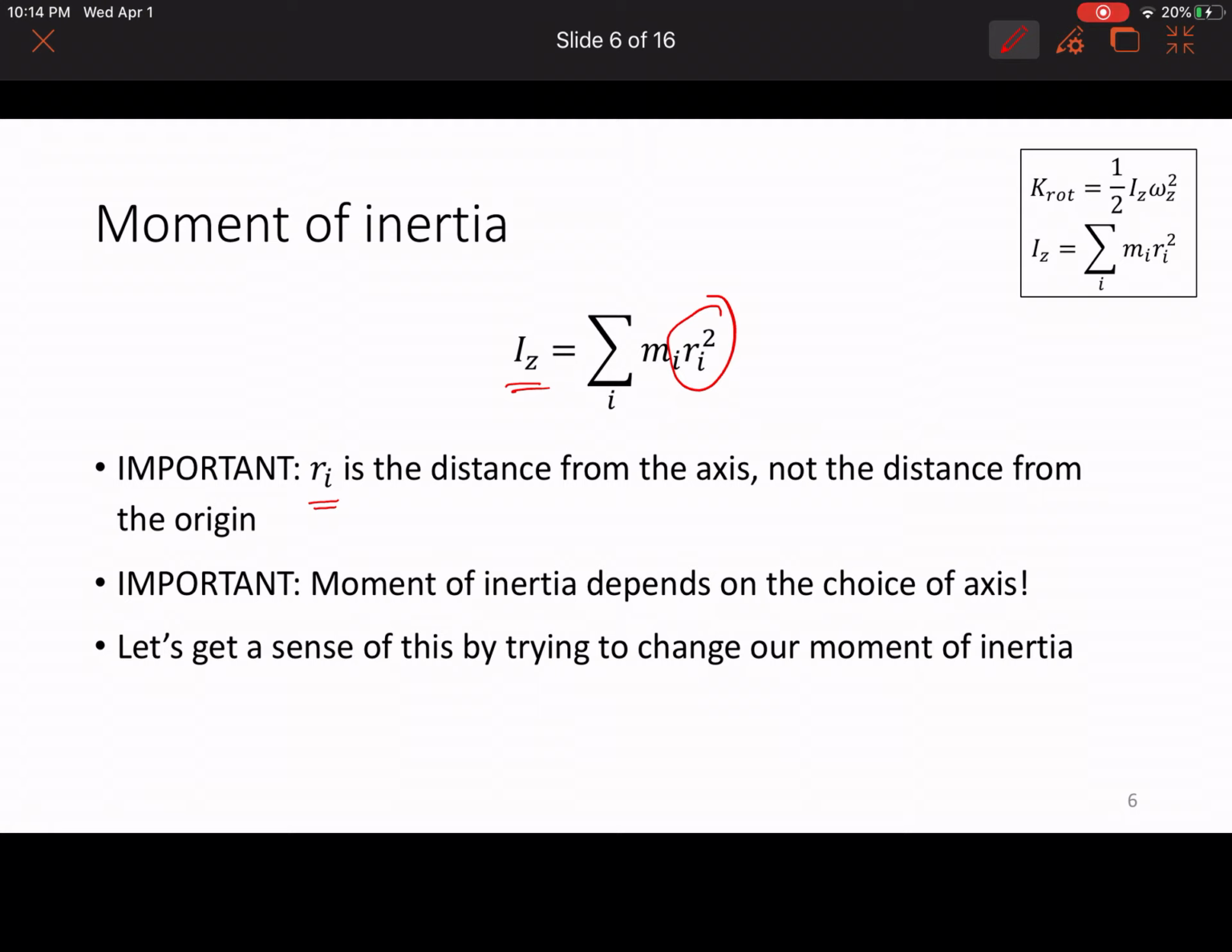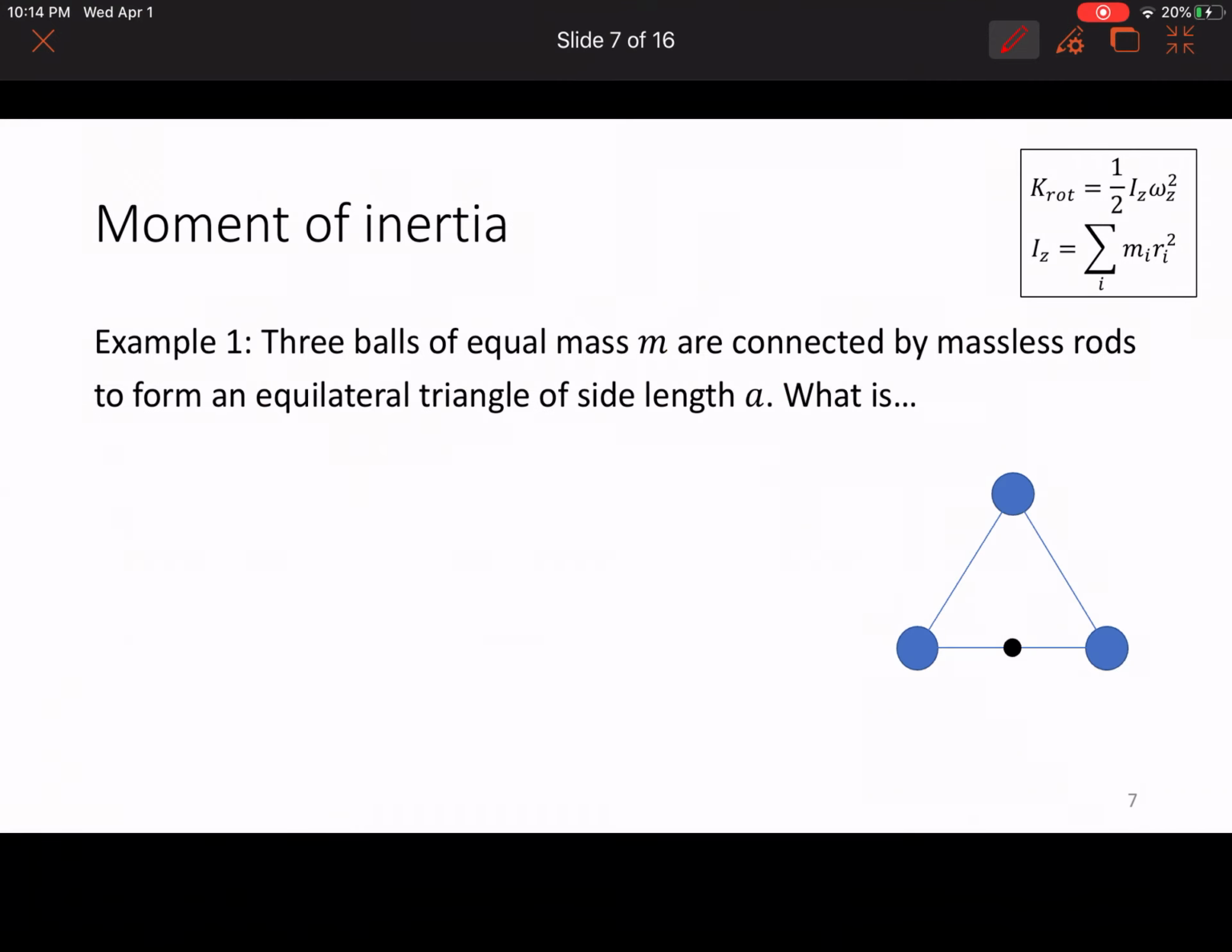When I brought those books in, small moment of inertia, it became much easier to go ahead and rotate around. All right, so that's some of what's going on with moment of inertia. Let's go ahead and start with our first example of this. So consider 3 balls of equal mass m connected by massless rods, forming this equilateral triangle.